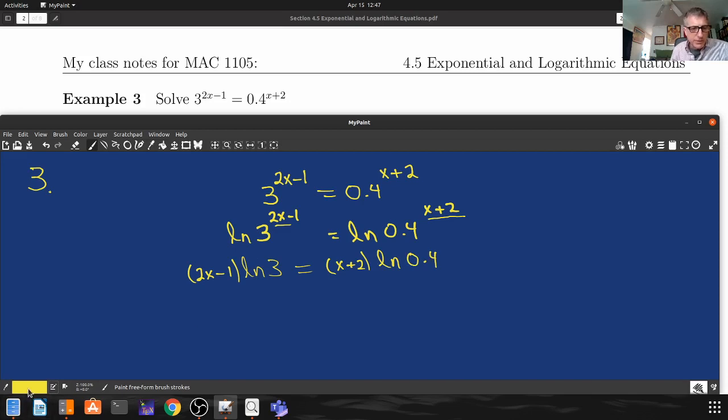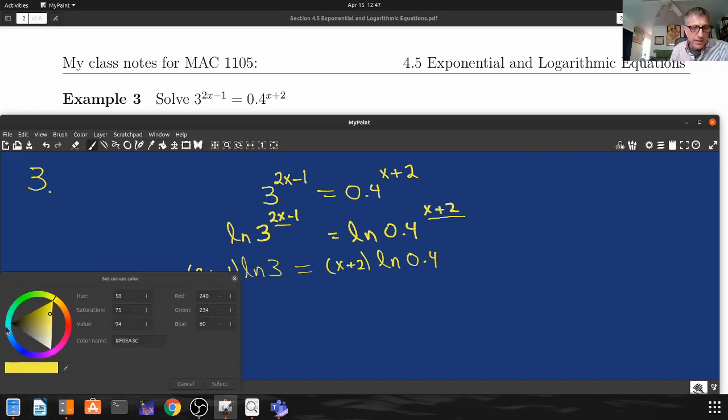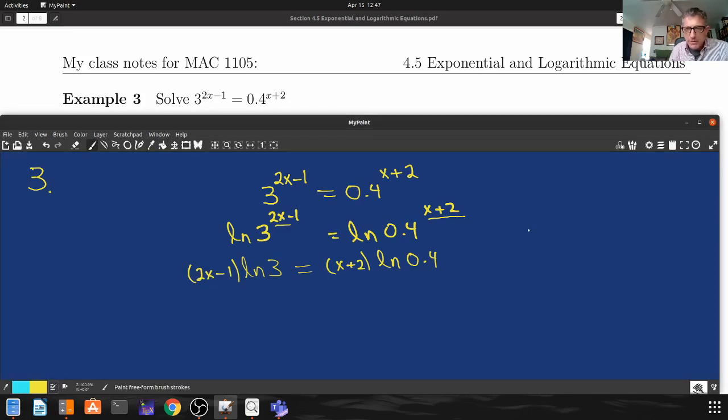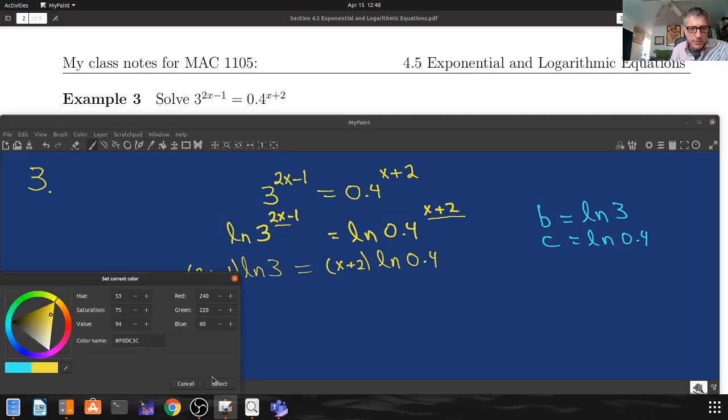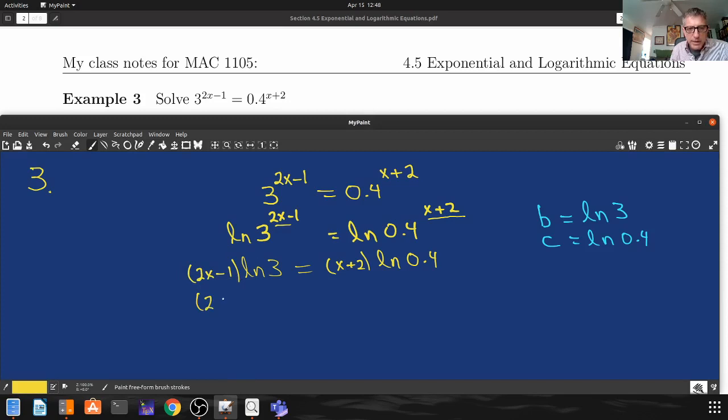So here I'm going to do something that the book does not do, but I think it makes it easier. I'm going to let b equal the natural log of 3, and I'm going to let c equal the natural log of 0.4. And I'm going to rewrite this using those terms. So I have 2x minus 1 times the natural log of 3, which is b. I just chose those values. I can't use x clearly, but I could choose r or s, but I chose b and c.